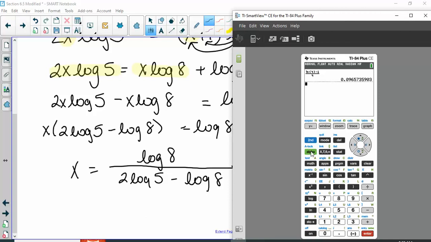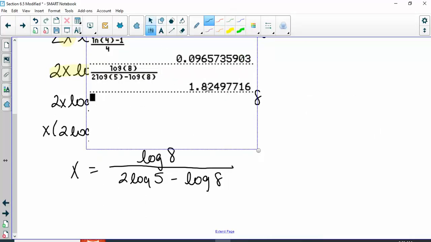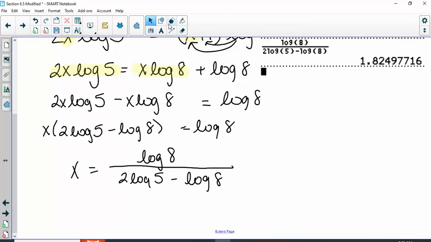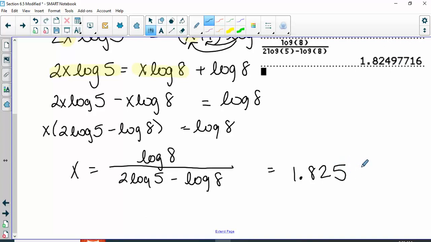So if we hit the alpha y equals, we can put in a fraction. So then we have the log 8, close the parentheses around the 8. Then the bottom 2 log 5, close that parenthesis, minus log 8. So my decimal approximation is 1.82. Right. The 9 would round up, so we'll just say 1.825 or 8250.